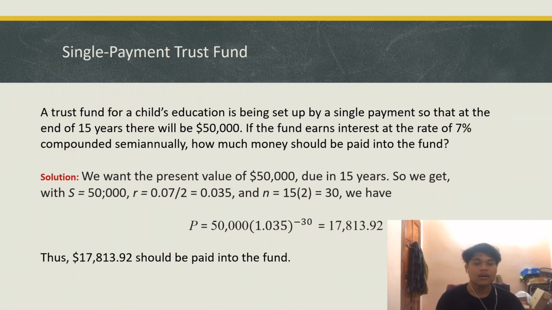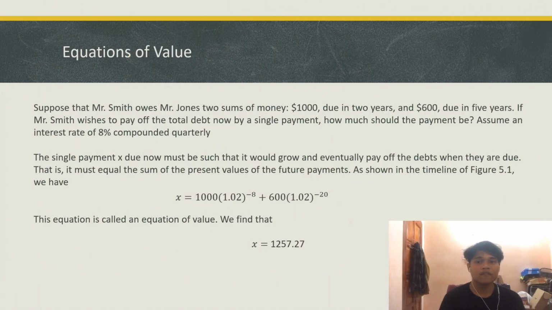So we have the formula, so we get 70,813.92. So for the single payment, we get $17,830.92, which should be paid into the fund for the investment for 50,000 in the future value. Alright, thank you. So next we're going to the part on equation of value.